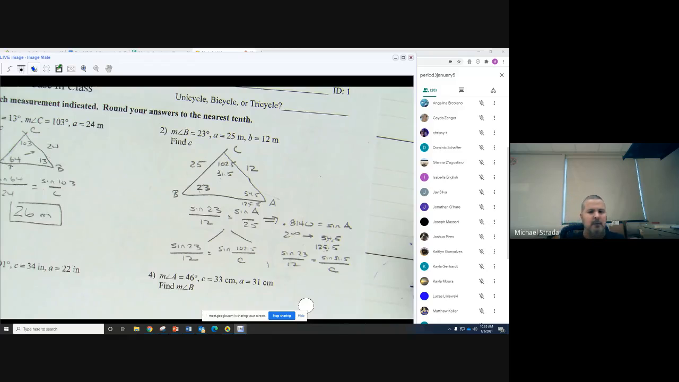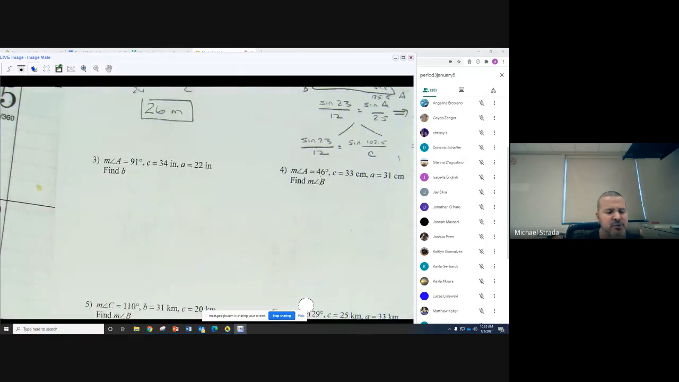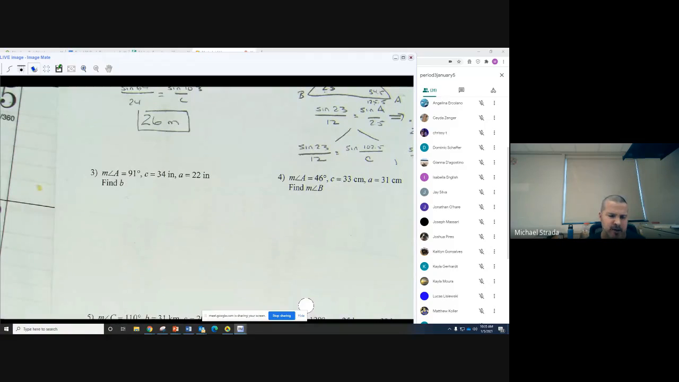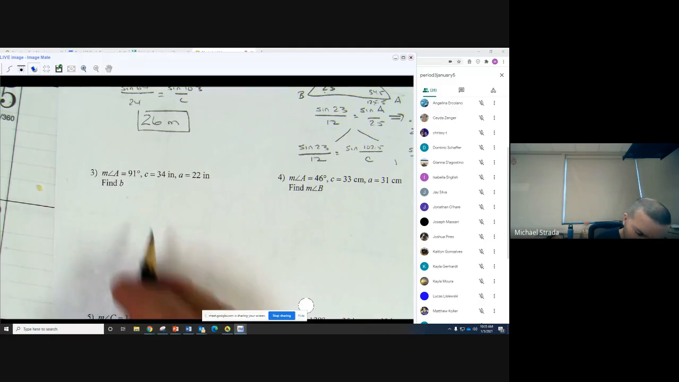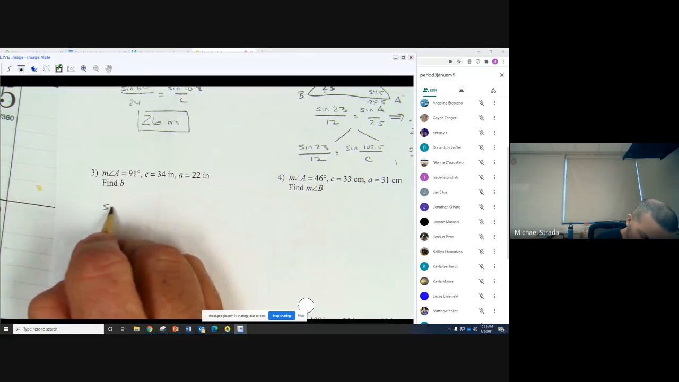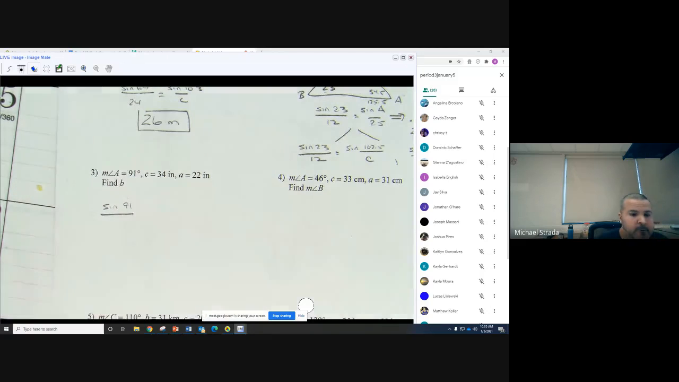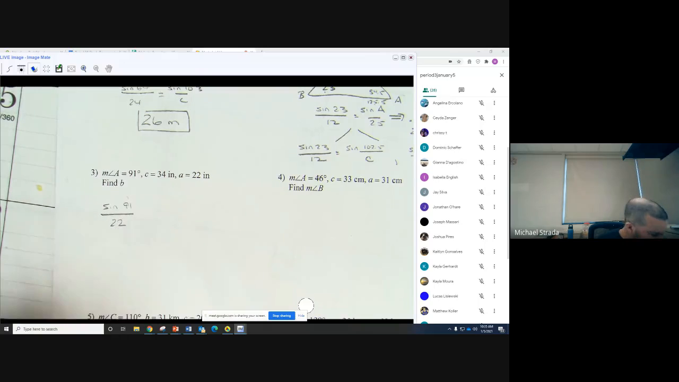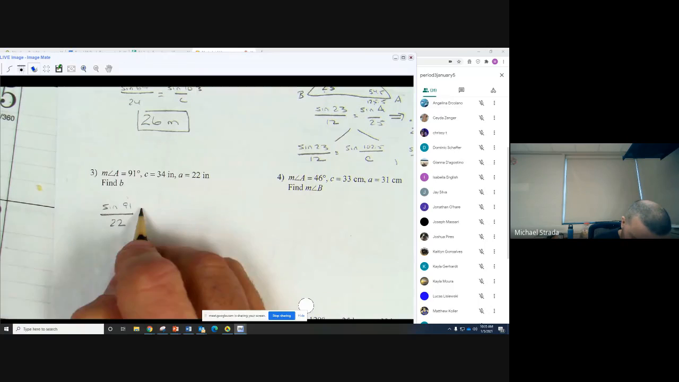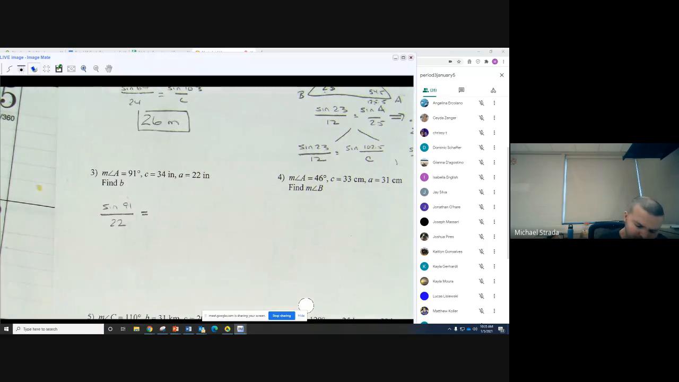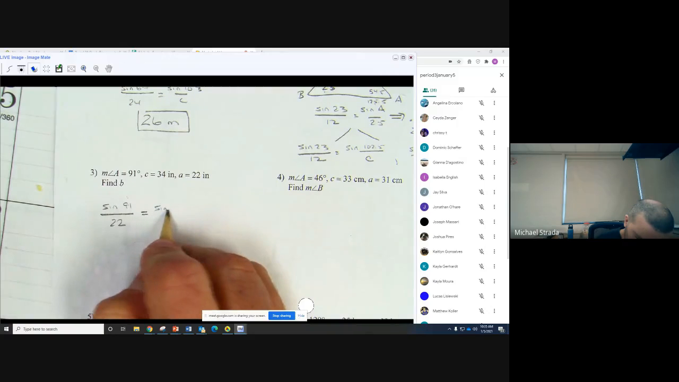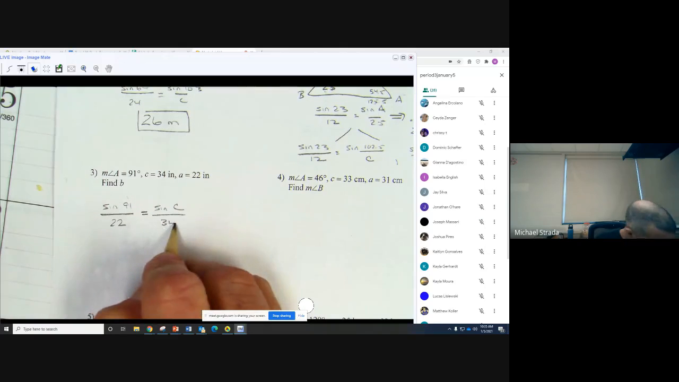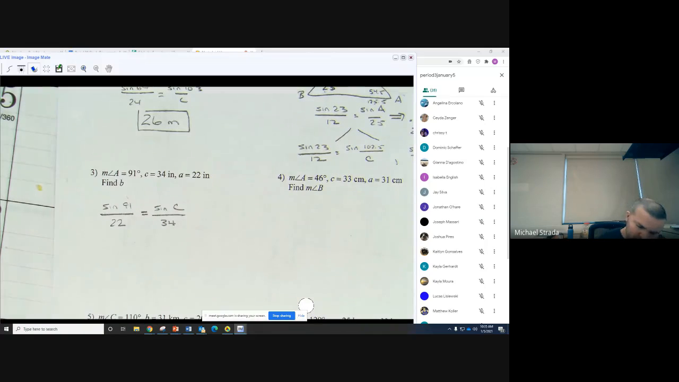All right, last one for today, number 3 on that sheet. The measure of angle A is 91 degrees, c is 34 and a is 22. Find B. A is 91, so the sine of 91 over little a, which is opposite it, is 22, equals the sine of C over the other side they give me, which is 34.